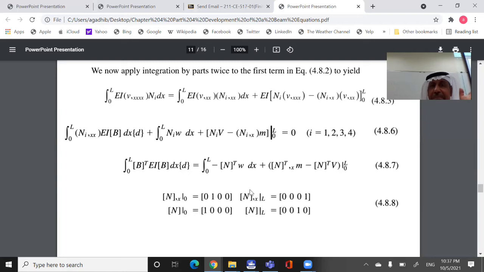N and B, they are column. N is always row. When you make N transpose, it means column. Okay? Because this is column. All of this is column. Okay.